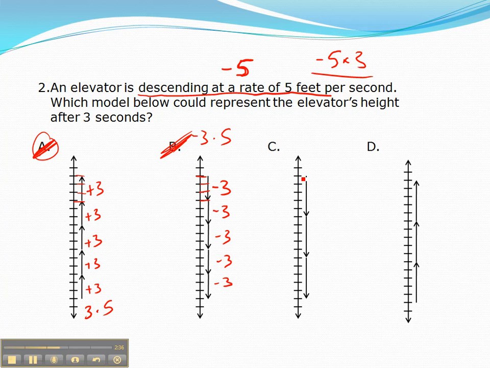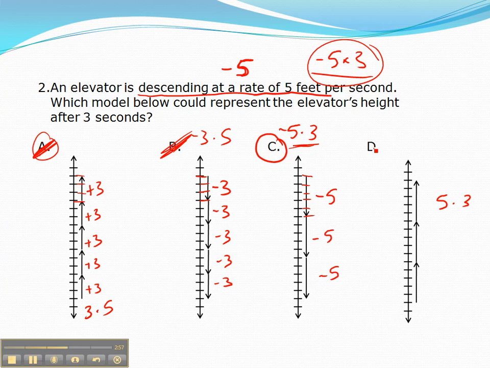On C we have, let's see, we start here, we go down 1, 2, 3, 4, 5. So this is -5, -5, -5. There are 3 arrows. They're each representing -5, so -5 times 3. That's the one we're looking for. That matches the description of the word problem. D would be +5 times 3, and that's wrong.